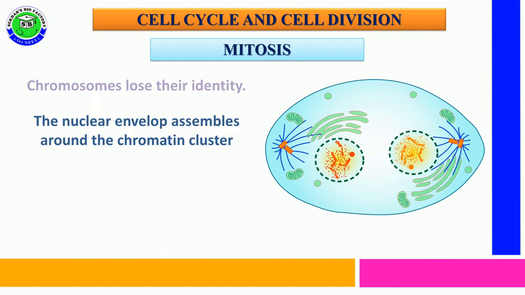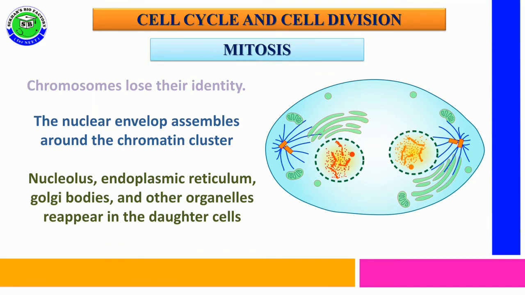At the end of telophase, the nuclear envelope assembles around the chromatin material or cluster. Along with the nuclear membrane, the nucleolus, endoplasmic reticulum, Golgi complex, and other cell organelles also reappear in the cells.